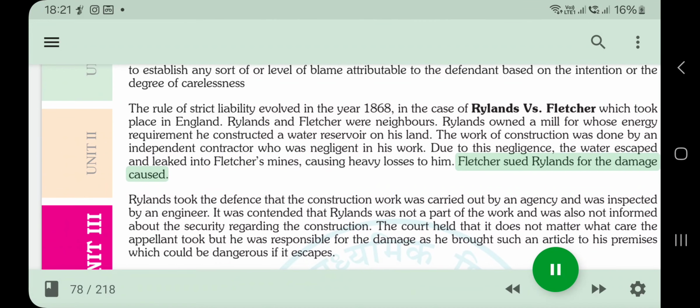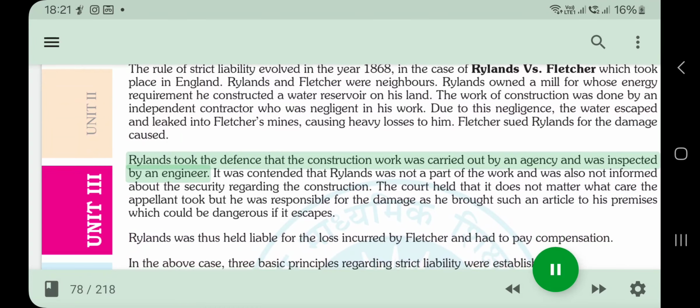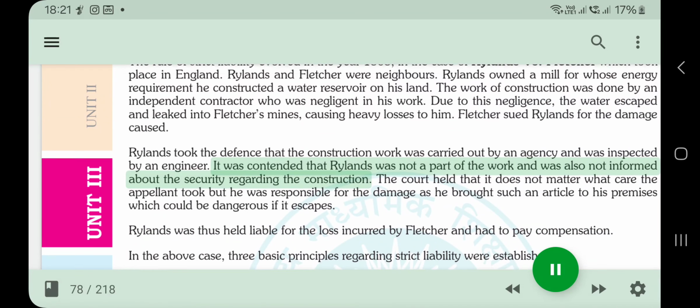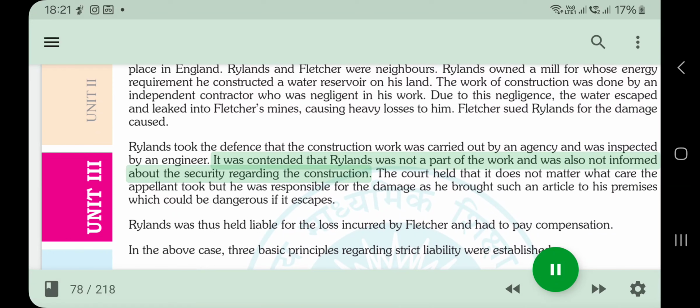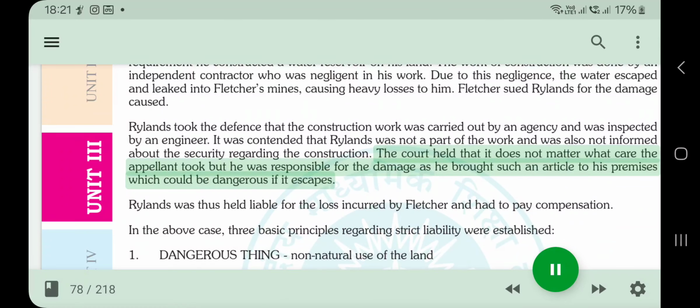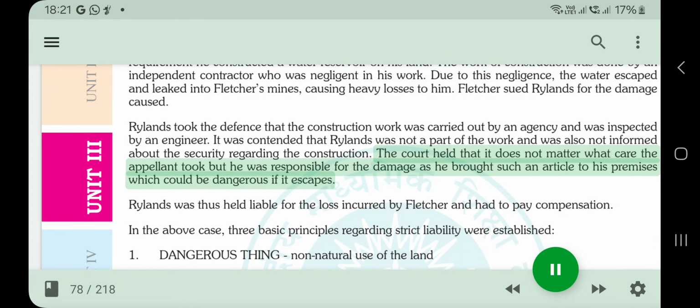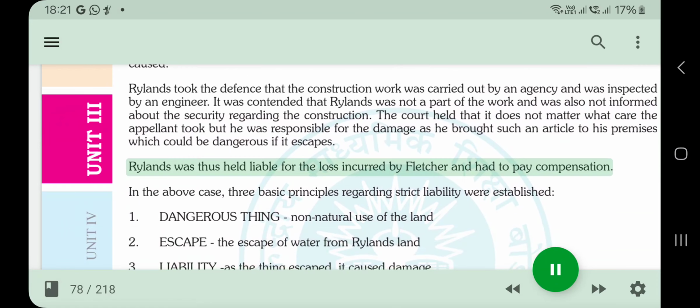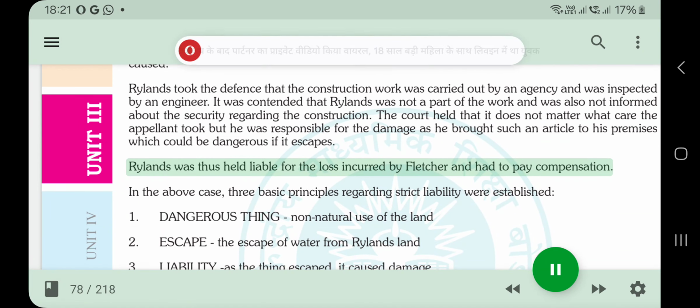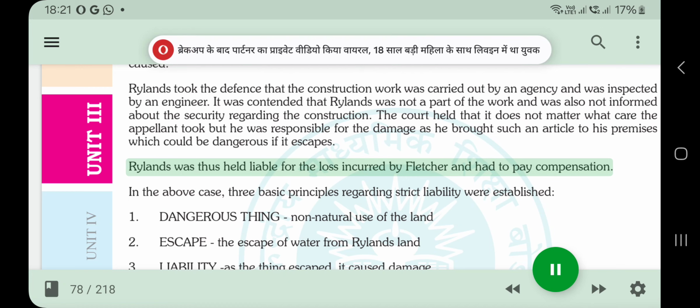Fletcher sued Rylands for the damage caused. Rylands took the defense that the construction work was carried out by an agency and was inspected by an engineer. It was contended that Rylands was not a part of the work and was also not informed about the security regarding the construction. The court held that it does not matter what care the appellant took, but he was responsible for the damage as he brought such an article to his premises which could be dangerous if it escapes. Rylands was thus held liable for the loss incurred by Fletcher and had to pay compensation.